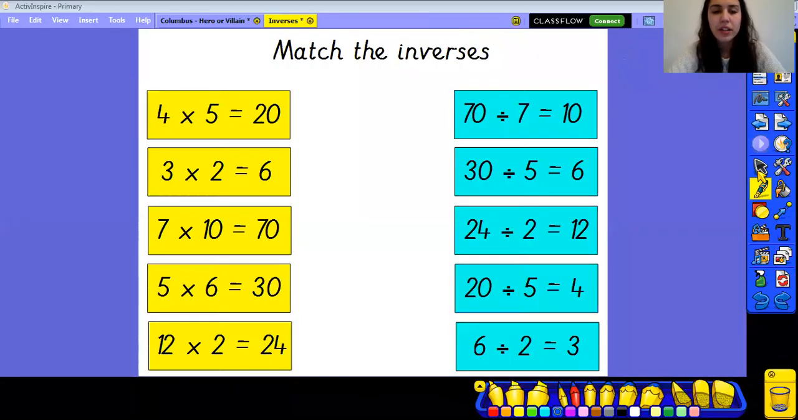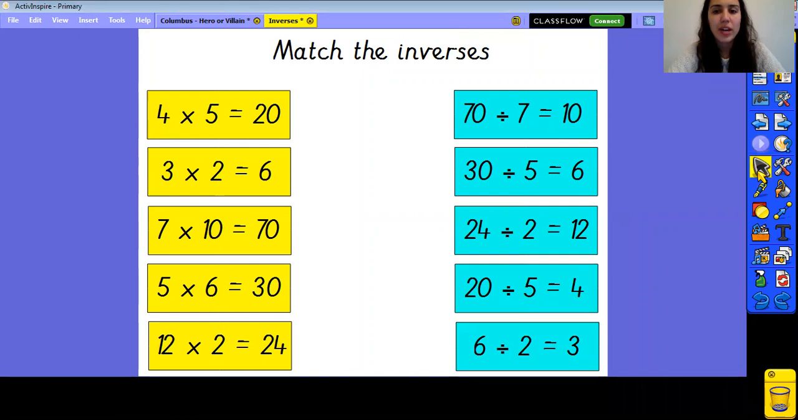Okay, so let's have a look at these equations then. On one side, we've got some multiplication, and on the other side, we've got some division. Why don't you pause the video and have a go at seeing if you can match each of the inverses to each other. When you're ready, we'll go through the answers. Super, so hopefully you've had enough time to go through that now after pausing the video. Let's start over here then.